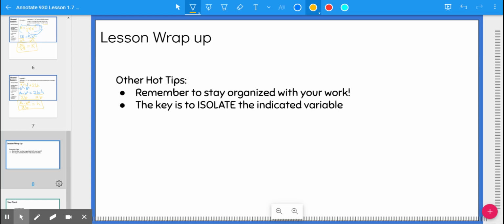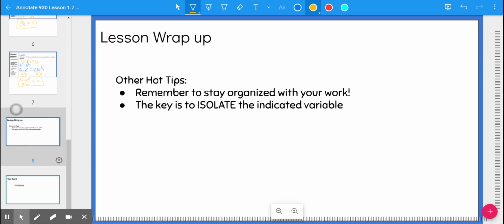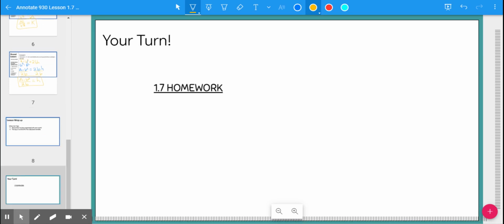So our lesson wrap up is remember to stay organized with your work. And the key here is to isolate the indicated variable. Make sure you find where it says solve for whatever variable it says, then you are going to isolate that variable, like in our 3 example problems that we did. And now you guys may begin your 1.7 homework.